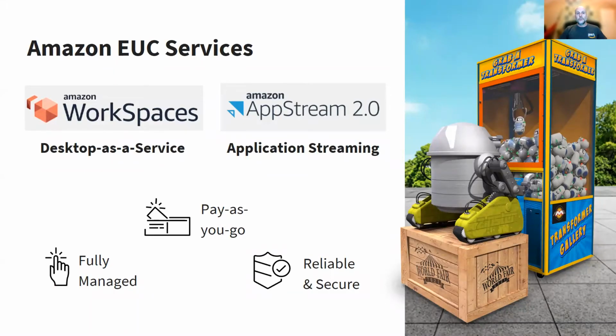End user compute, or EUC services, are primarily thought of as 2 different offerings from AWS, Workspaces and AppStream. Workspaces is a desktop as a service. It's a, say, Windows environment with everything you would be familiar with. It just happens to be in the cloud. AppStream, on the other hand, is streaming one particular application, which looks and feels like it's running on your machine, but it's actually running in the cloud and just streaming that application down to the user. All of these are fully managed, pay-as-you-go, consumption-based pricing that are reliable and secure.